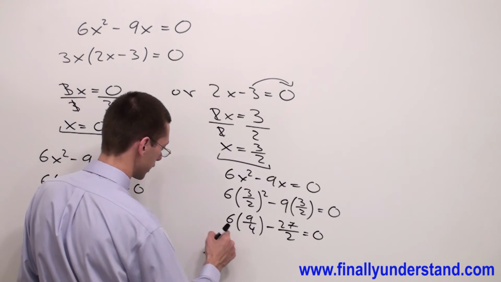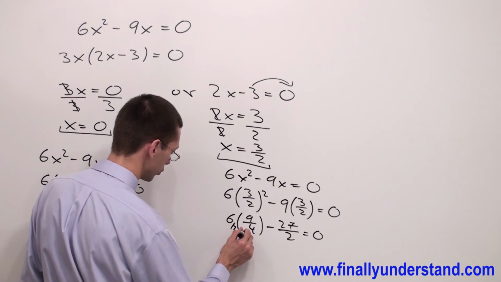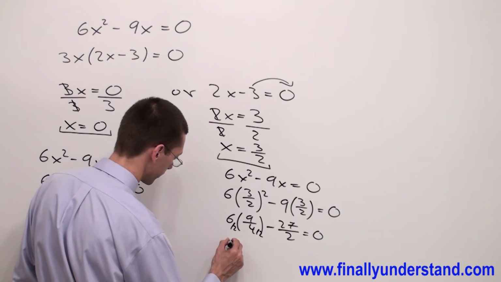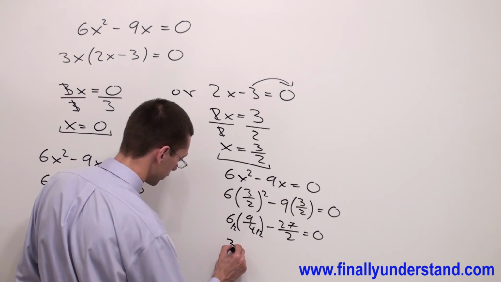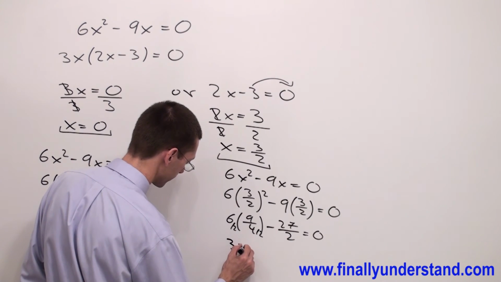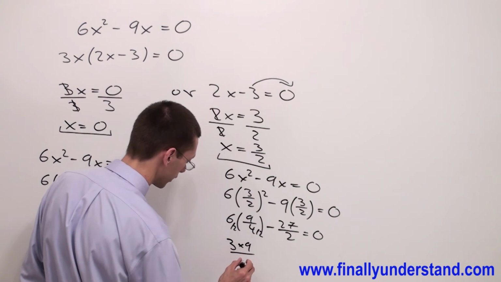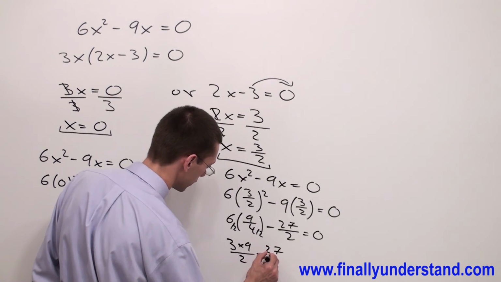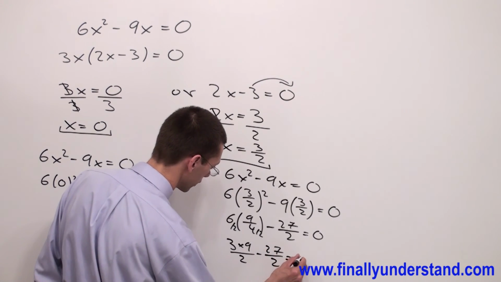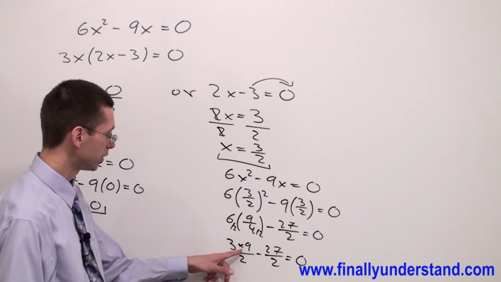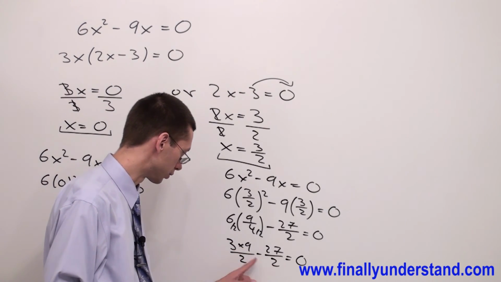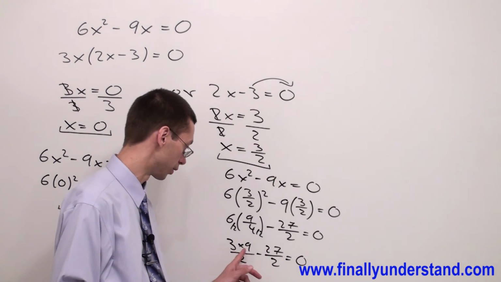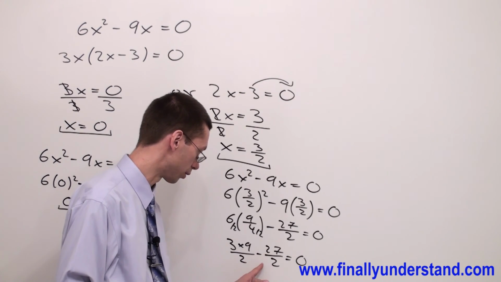6 and 4, they are going to be reduced by 2. 6 divided by 2 is 3. So I have 3 times 9 divided by 2 minus 27 over 2 is equal 0. 3 times 9 is equal 27. We have common denominator. So 27 minus 27 is equal 0. Remember, we can subtract these two fractions because we have common denominator.